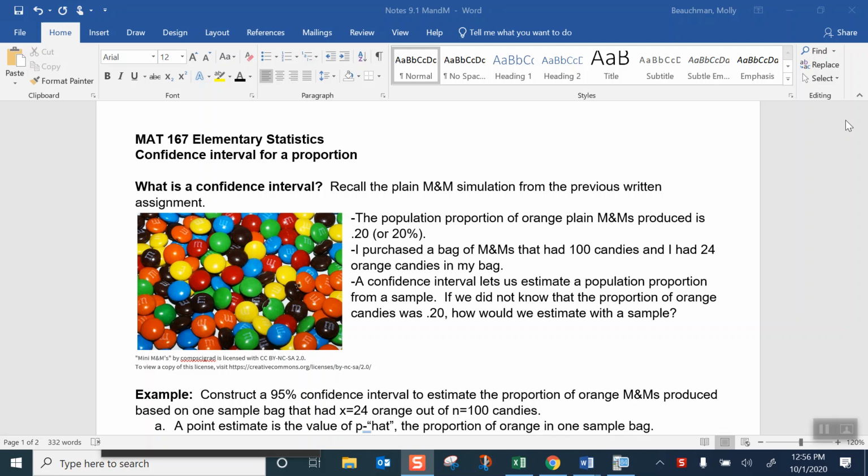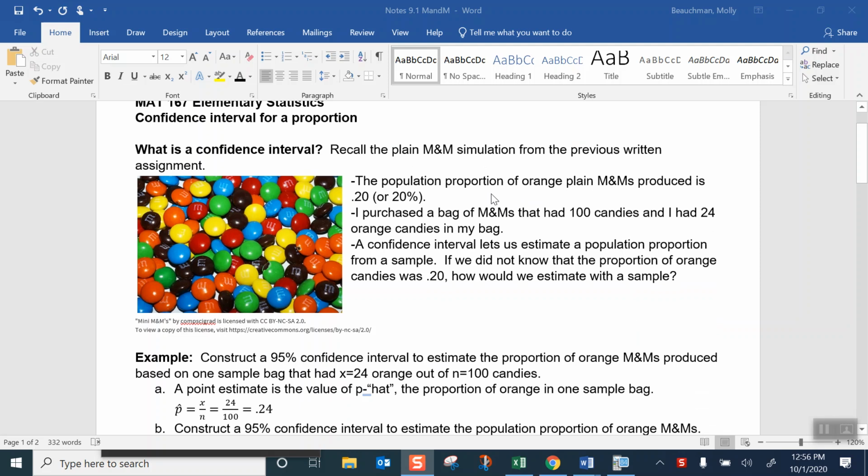In this video, we'll take a look at a confidence interval for a proportion. So what is a confidence interval? Recall the plain M&M simulation from the previous written assignment. The population proportion of orange plain M&Ms produced is 0.20, or 20%. So we know the population proportion produced.